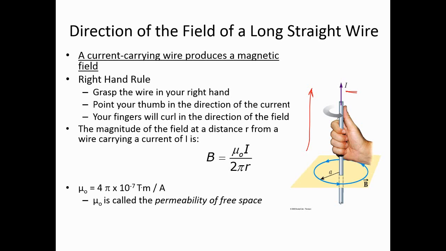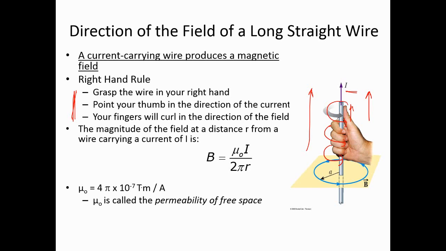So if we have a current in this direction, then the magnetic flux will circulate following your other fingers, if the current follows the direction of your thumb. I think everyone got this. Now, how about the magnitude of the magnetic field?